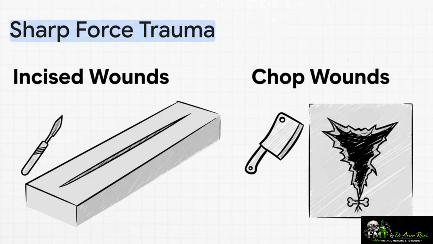On the other hand, you have sharp force trauma. An incised wound is a nice, clean cut. Think of a knife, and it's usually longer than it is deep. A chop wound is totally different. That's from a heavy weapon, like an axe. It's deep, it's gaping, and it often goes right down to the bone.